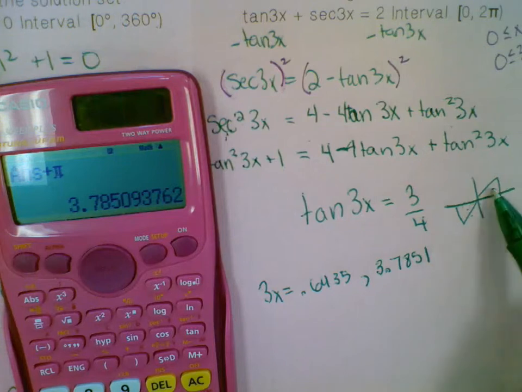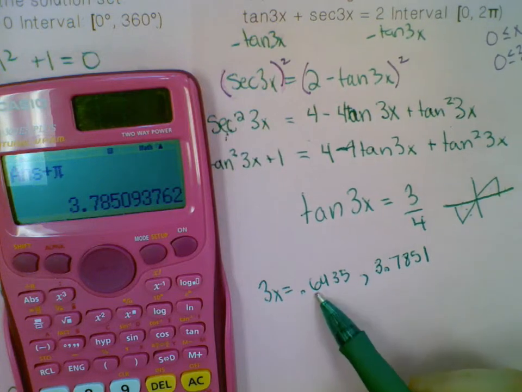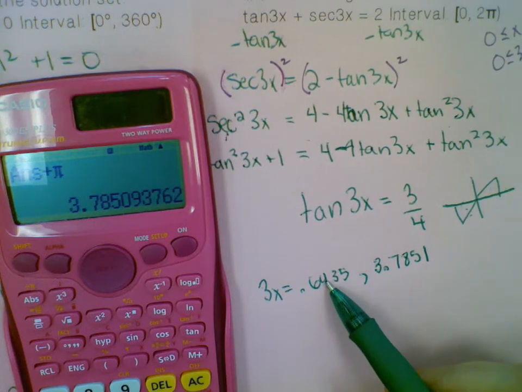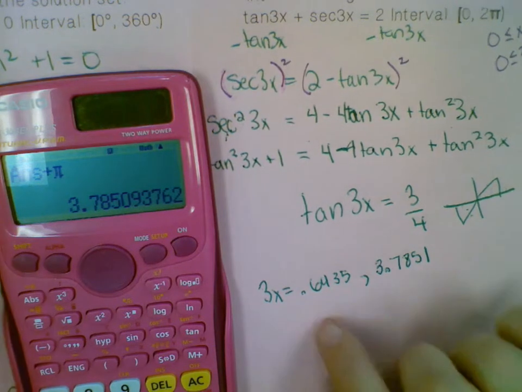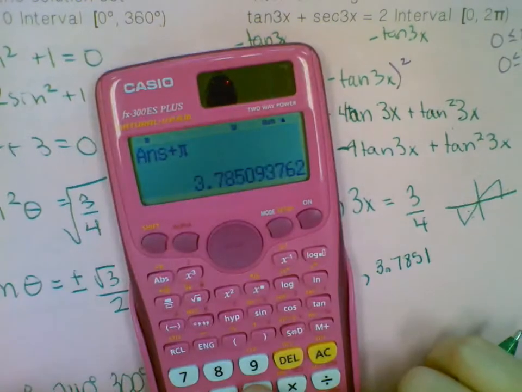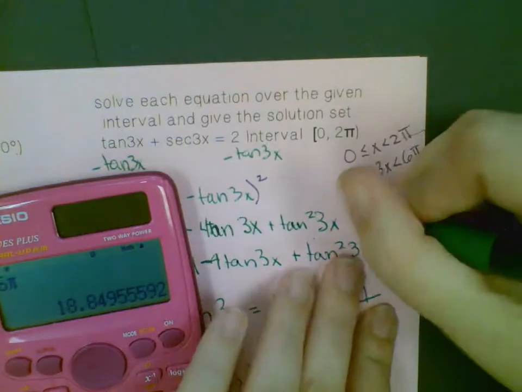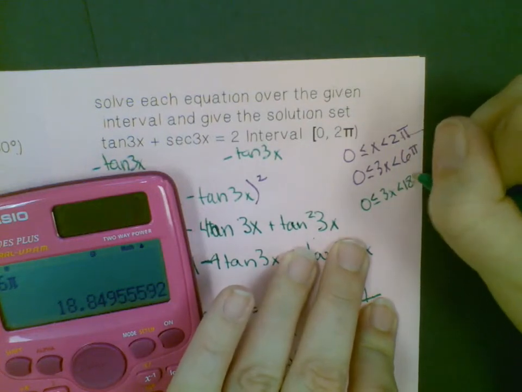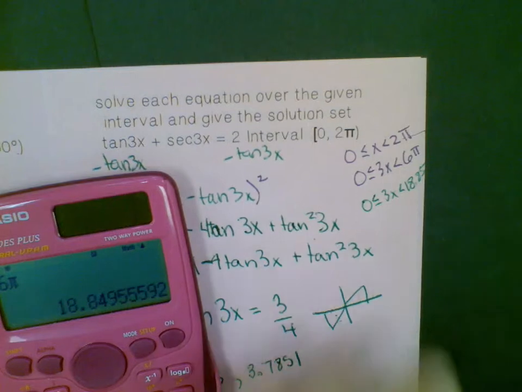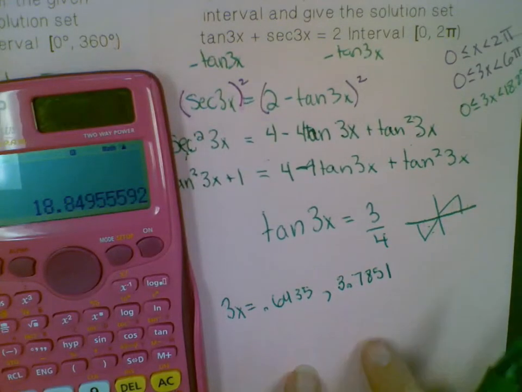So for right now, we only have quadrant 1 and quadrant 4, but I can go all the way up to 6 pi with our interval. So that means I'm going to have to add 2 pi to this and see where it's at. So that means our answers can be from 0 all the way up to 18.85. So until I get to a number that passes 18.85, I need to add 2 pi.